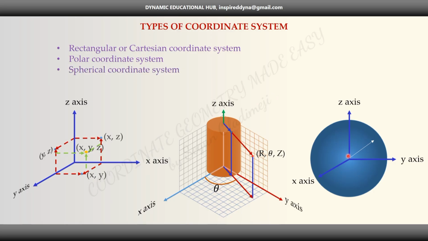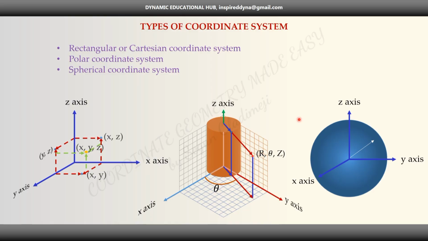And we also have spherical coordinate system, what we have here. Now the question is, why do we have multiple types of coordinate system? Why not just a single coordinate system? Now the reason why we have different types of coordinate system is because of the suitability of a coordinate system to describing a particular point in space.